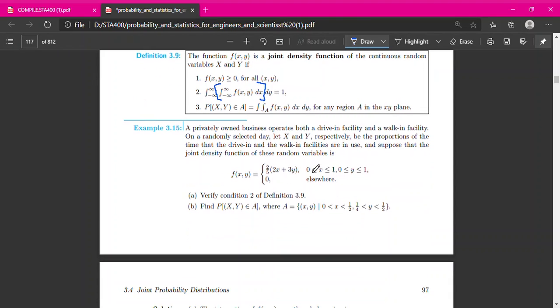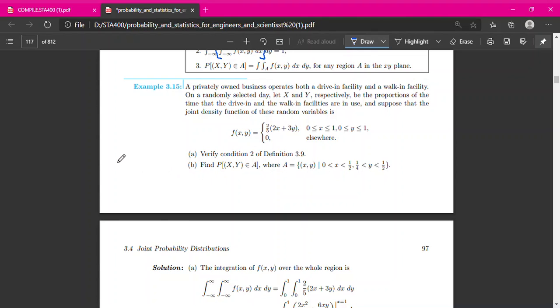A privately owned business operates both a drive-in facility and a walk-in facility. On a randomly selected day, let x and y be the proportion of the time that the drive-in and the walk-in facility are in use. So x is the proportion of time that the drive-in facility is used, and y is the proportion of time that the walk-in facility is in use. Suppose the joint PDF for these random variables is 2/5 multiplied by (2x plus 3y), with the limit for x being 0 to 1 and the limit for y also 0 to 1.